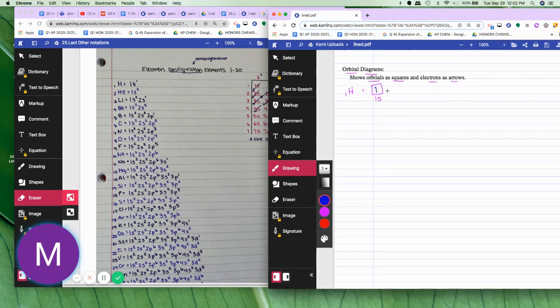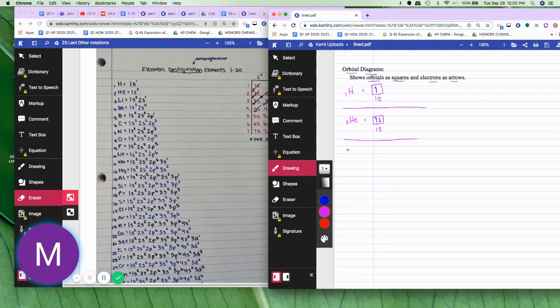Okay, so let's do another one. The orbital diagram for helium with 2 electrons would be, helium was 1s2, so this is the 1s. I don't put the 1s2 because I'm just labeling this square as the 1s orbital. And there are 2 electrons, so you go 1 and 2. Okay, you can see the squares are the orbitals and the electrons are arrows.